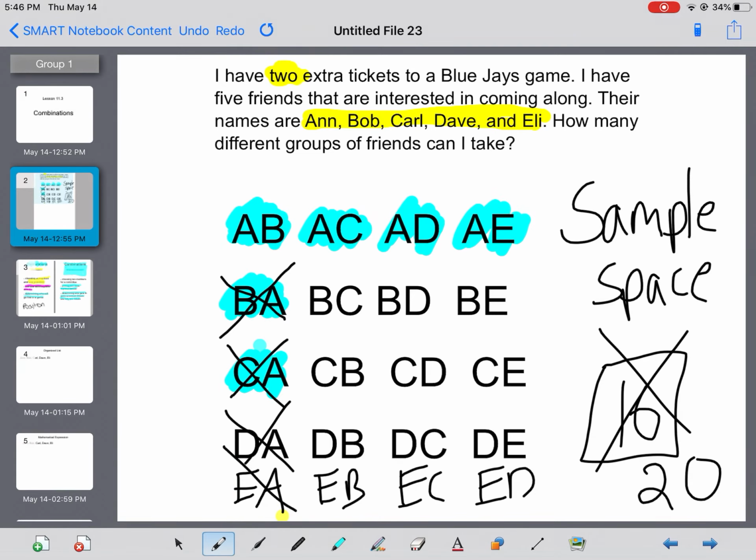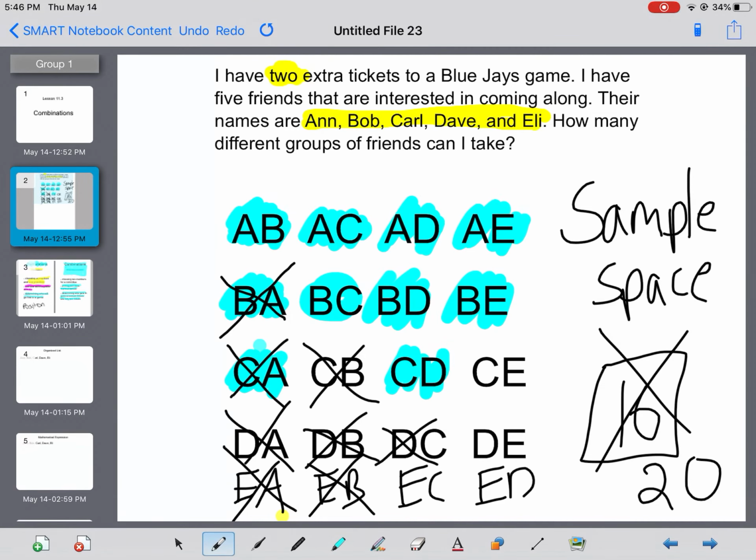This is a repeater. Okay, so I've crossed out all my repeaters so far with all the A's. Then if I have Bob and Carl go, that's the same thing as Carl and Bob. Bob and Dave is the same thing as Dave and Bob. Bob and Eli is the same thing as Eli and Bob. You should kind of see a little bit of a pattern going because I set these up pretty logically.